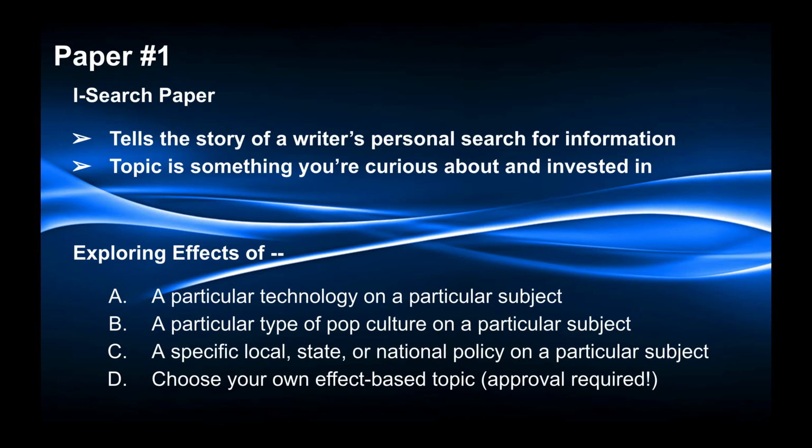in first person, and it's a personal research paper. So this paper tells the story of a writer's personal search for information. So you write it in first person, and it includes information like why this topic was interesting to you, any background you have on the topic, as well as taking your readers through the steps in your research process, and then talking them through what you learned as you went through that process and how that new knowledge impacts you.